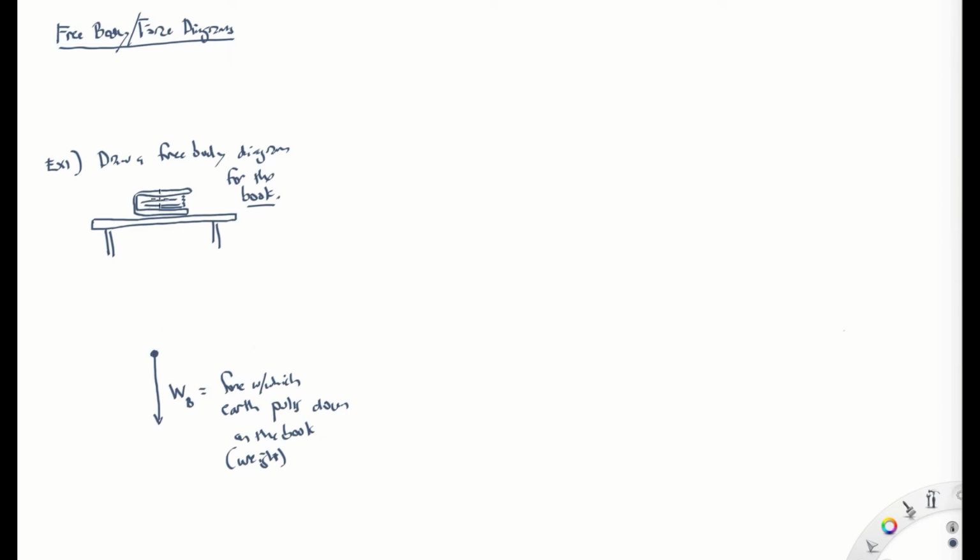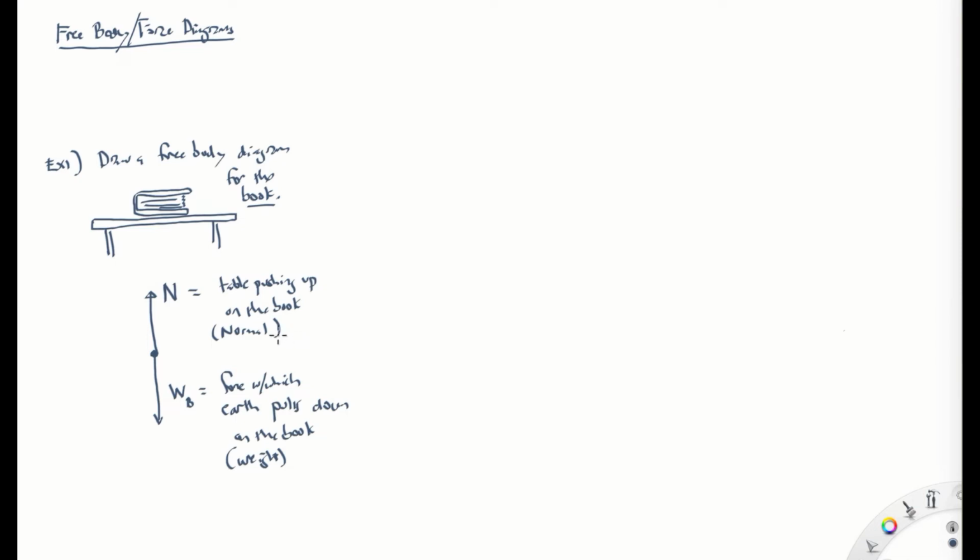That's not the only force acting on the book. The table is going to be pushing up on that book. So I'm going to draw another arrow. Whenever you have a surface pushing on an object in a perpendicular direction to the surface, that is called a normal force. So it's very common to write this as an N. That is the table pushing up on the book. And again, this is called a normal force.